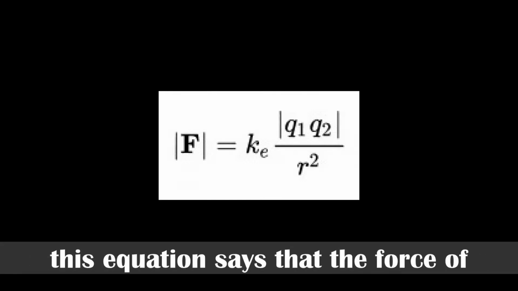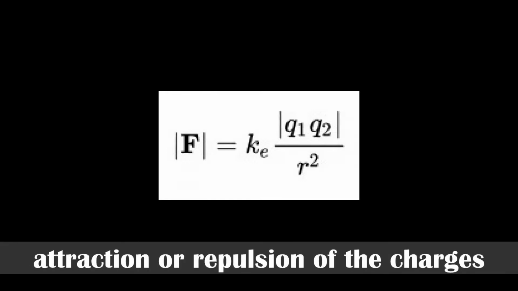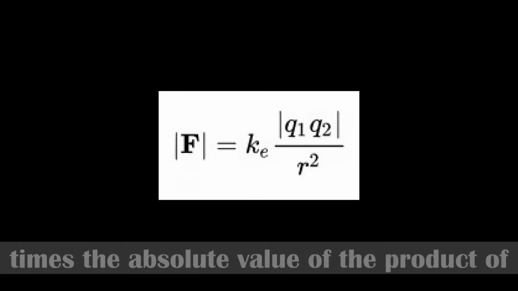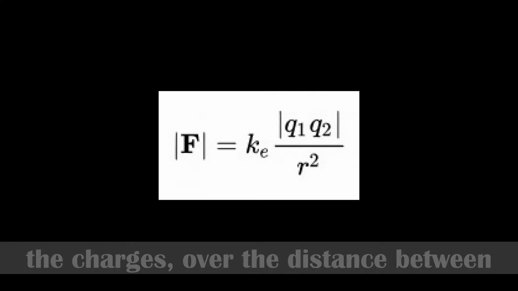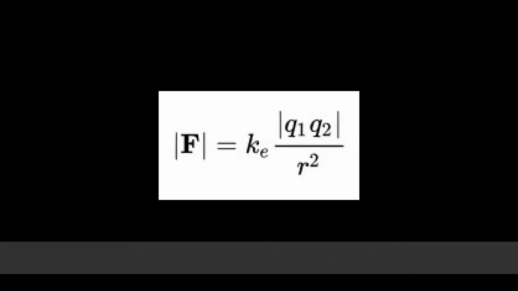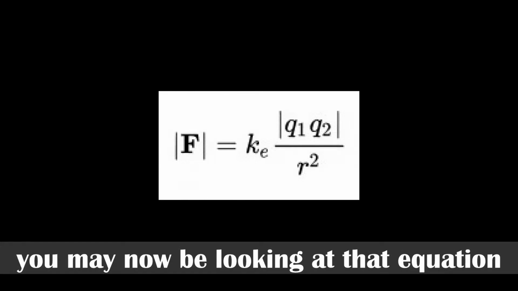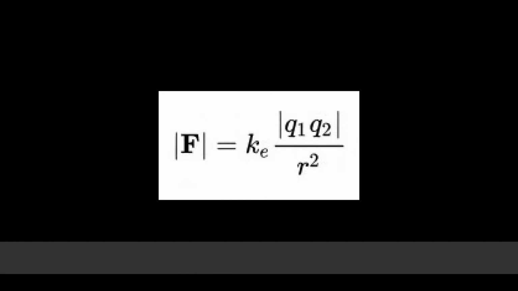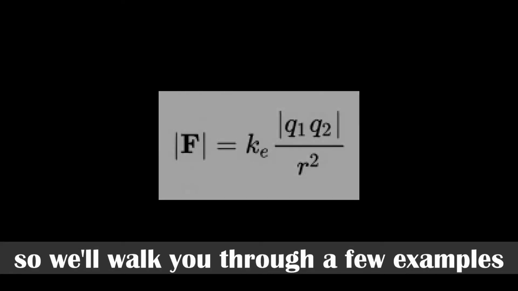This equation says that the force of attraction or repulsion of the charges is equal to K, or Coulomb's constant, times the absolute value of the product of the charges over the distance between them in meters squared. You may now be looking at that equation and wondering how to use it. Or you might not, we don't know. So we'll walk you through a few examples.